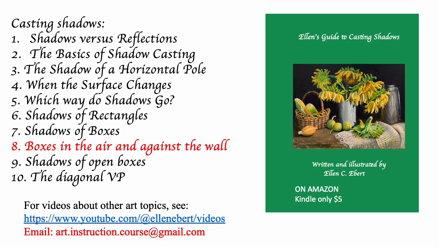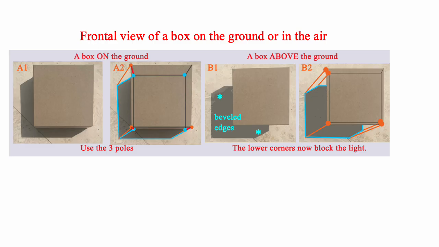This is the 8th video of my series Casting Shadows, and this one's about boxes in the air and against the wall. This shows the frontal view of a box on the ground and a box in the air. I established 3 vertical poles here. Light goes through their tops, the blue lines go through their bottoms to give us intersections on the shadow.